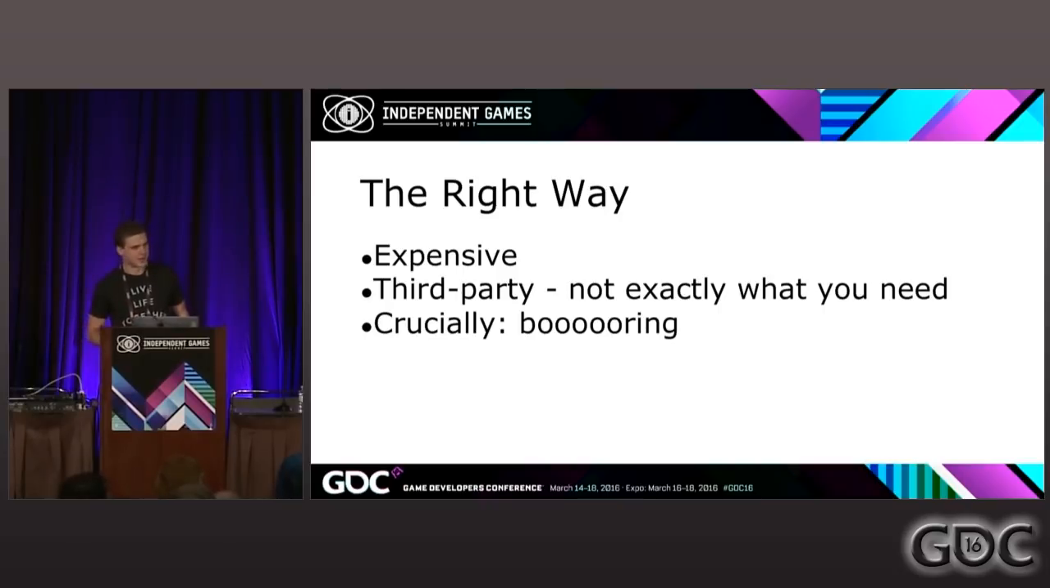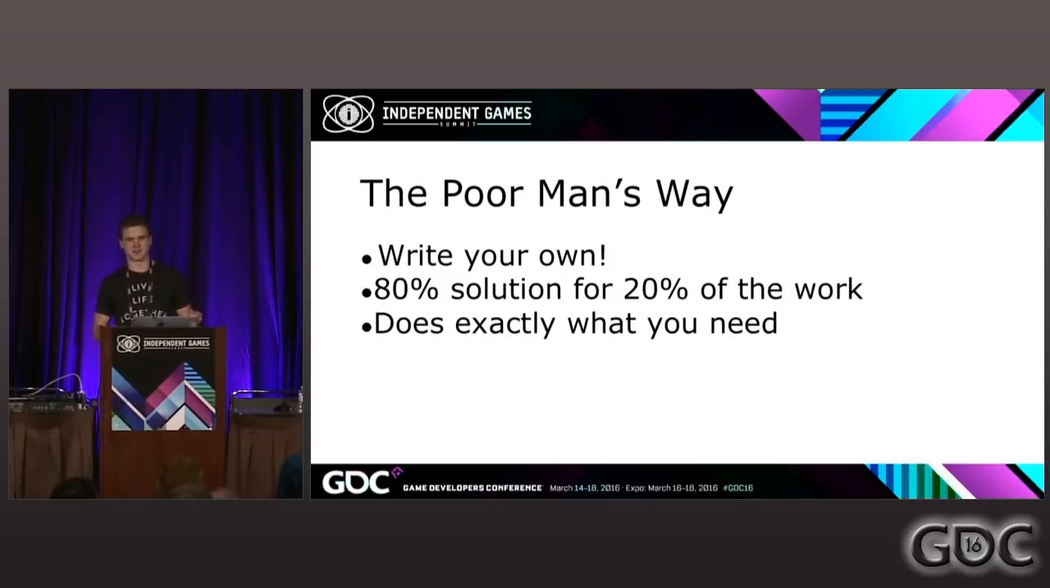Okay, so I'm going to talk about the right way to do things, which is, all right, I need a dialogue tree. I'll go to the Unity asset store, I'll buy an asset, and I'll kind of Frankenstein patch it into my project. I'm not a big fan of this because it's expensive, probably. It's third party, so it's designed to do a lot of things for a lot of people. It's not exactly what you need. And crucially, it's boring because you're letting other people do your job for you, and it's fun to make stuff. So the poor man's way is to write your own to get 80% of the solution for 20% of the work, and you get exactly what you need.